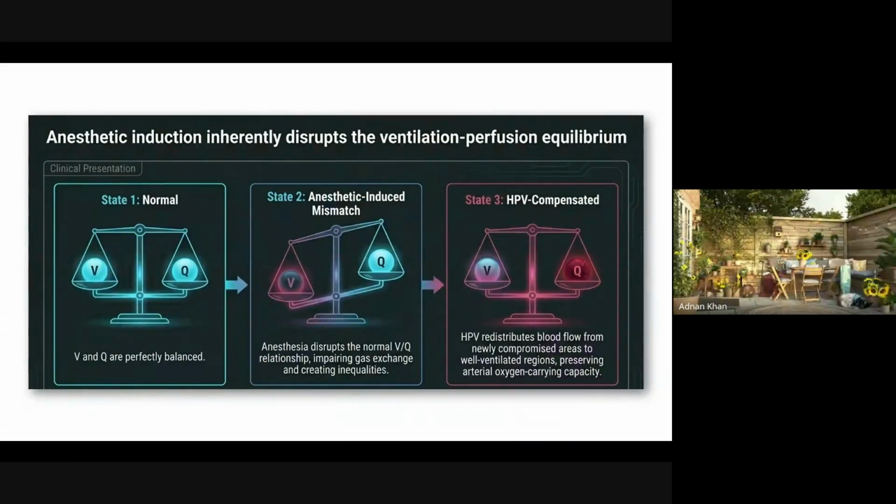This slide is very self-explanatory. As you can see in state one, ventilation and perfusion are perfectly balanced in the normal state. But with the induction of anesthesia, the mismatch occurs. Anesthesia disrupts the normal ventilation perfusion relationships, impairing gas exchange and creating inequalities. As you can see in state 3, where HPV is compensated, hypoxic pulmonary vasoconstriction redistributes the blood flow from the newly compromised areas to well-ventilated regions, preserving the arterial oxygenation carrying capacity.